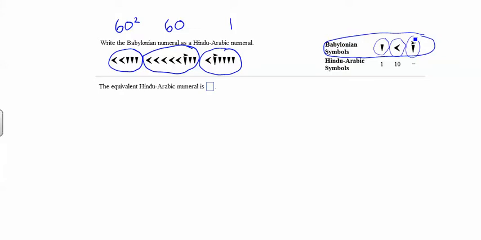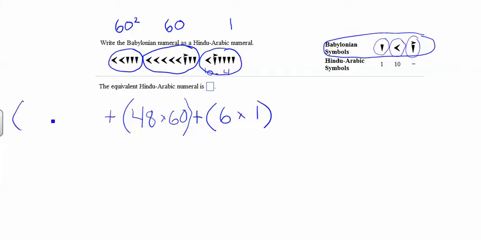So in the ones place value, we have 10. But then we have the subtraction symbol, 1, 2, 3, 4. So we have 6 ones. So we have 6 times the place value of 1. So we had 10 take away 4 is 6. In the 60s place value, we have 10, 20, 30, 40, 50. Take away 2 is 48. So in the 60s place value, we have 48 groups of 60.